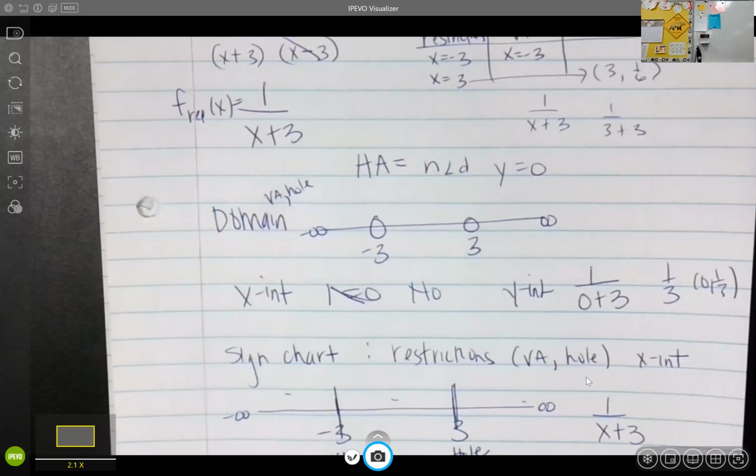Pick a number between negative infinity and negative 3 and plug it in. Like negative 15 plus 3, and so on. It's all in your cute little brain.